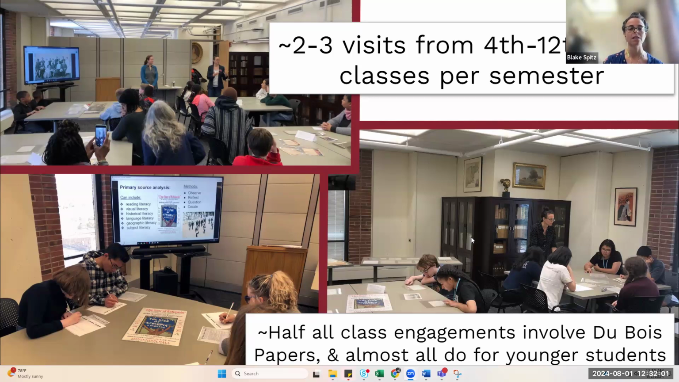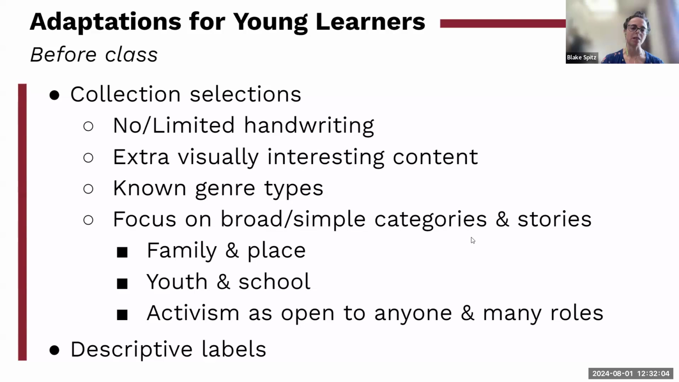Next slide, please. I've split this up into things that we think about before class and the things that we try to do in class. We do make different collection selections for younger students, not completely, but more than I do with any other student base. We try to limit handwriting, or have transcripts, or have a really good reason for putting that type of material out. We try to emphasize things that are visually interesting or exciting to handle, and pick a lot of known genre types, and I'll talk about that a little bit in terms of pulling students in with things that they recognize.